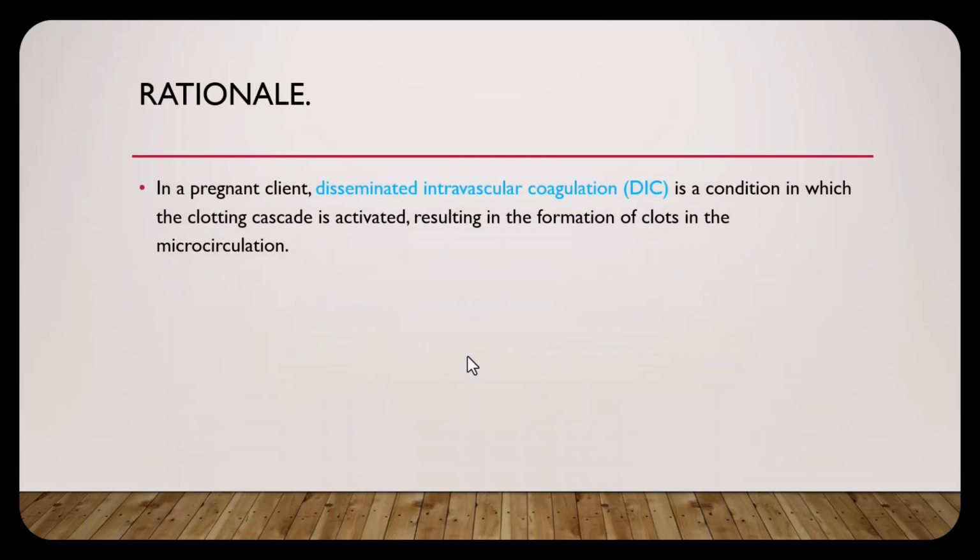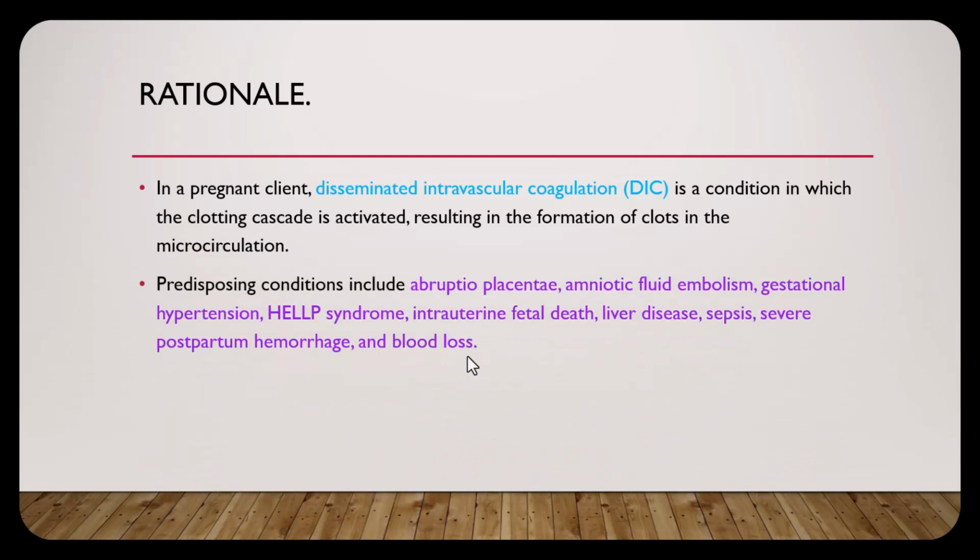In a pregnant client, disseminated intravascular coagulation is a condition in which the clotting cascade is activated, resulting in the formation of clots in the microcirculation. Predisposing conditions include abruptio placentae, amniotic fluid embolism, gestational hypertension, HELLP syndrome, intrauterine fetal death, liver disease, sepsis, severe postpartum hemorrhage, and blood loss.